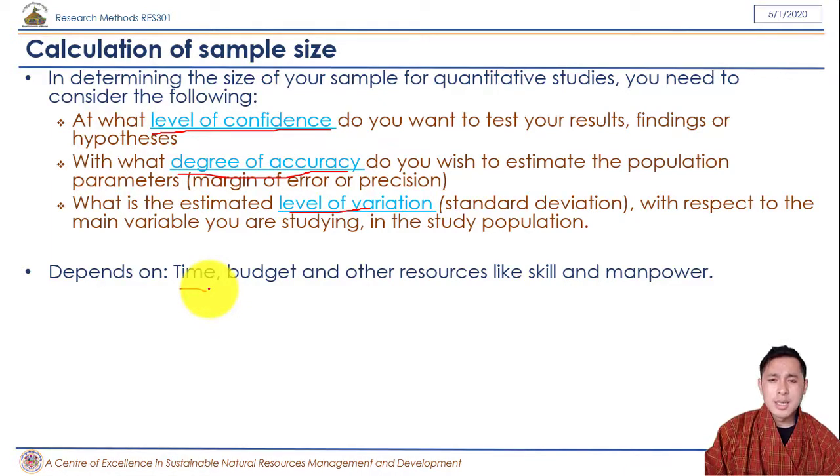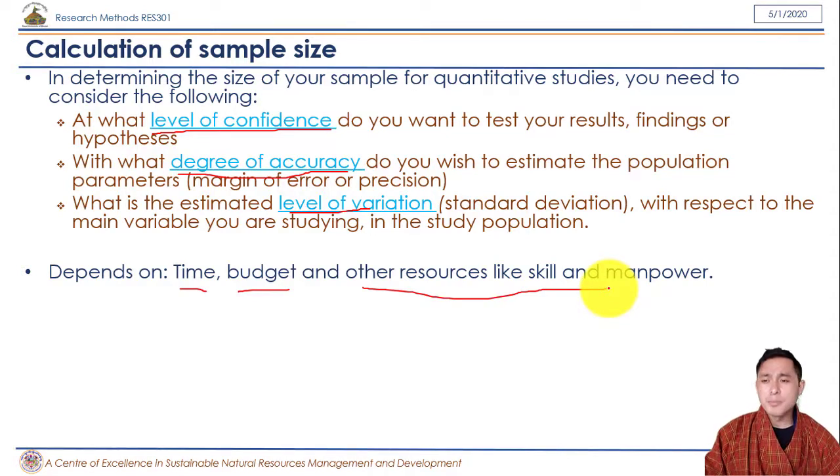So in that case, you again need to adjust your sample size. Again, that depends on the time, budget, and other resources like skill and manpower. You really need your friends, someone to help you out during your data collection. So if your sample size is very huge and you are the only person, or you just have 1 to 2 helpers or field assistants, in that case you may need to revisit the sample size.